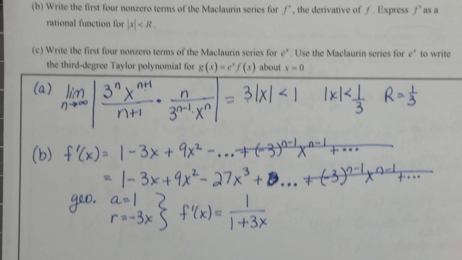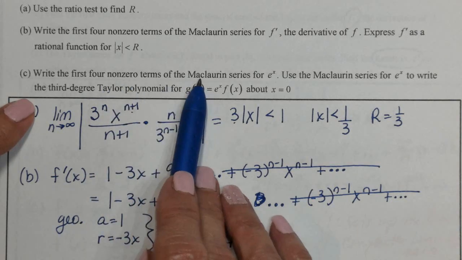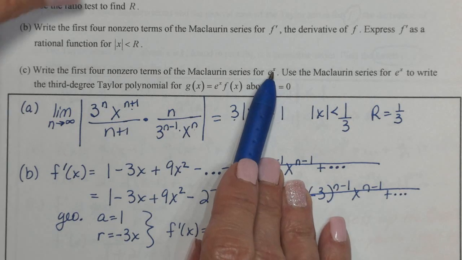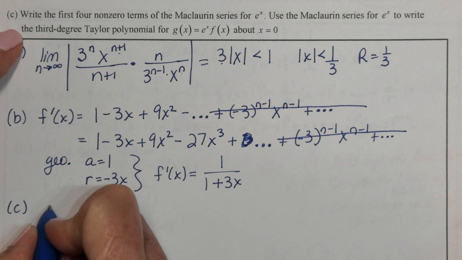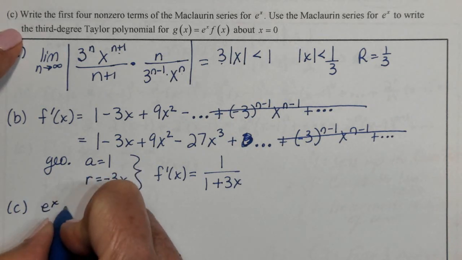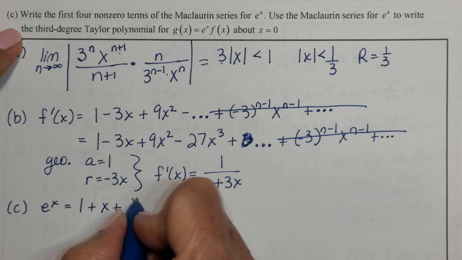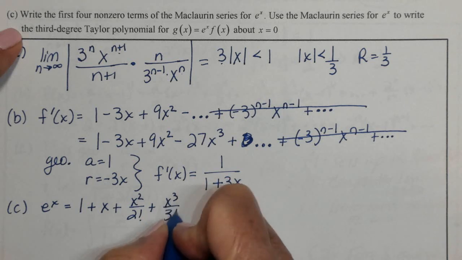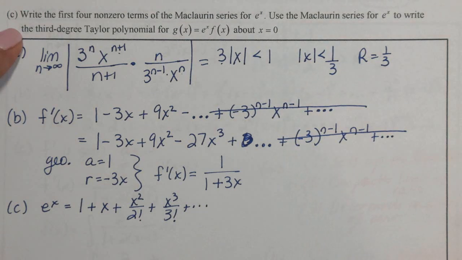Part C. Write the first four non-zero terms of the Maclaurin series for e to the x. Let's go do that. Let's write the first four non-zero terms for the Maclaurin series for e to the x. 1 plus x plus x squared over 2 factorial plus x cubed over 3 factorial plus dot, dot, dot. The first four non-zero terms for e to the x.